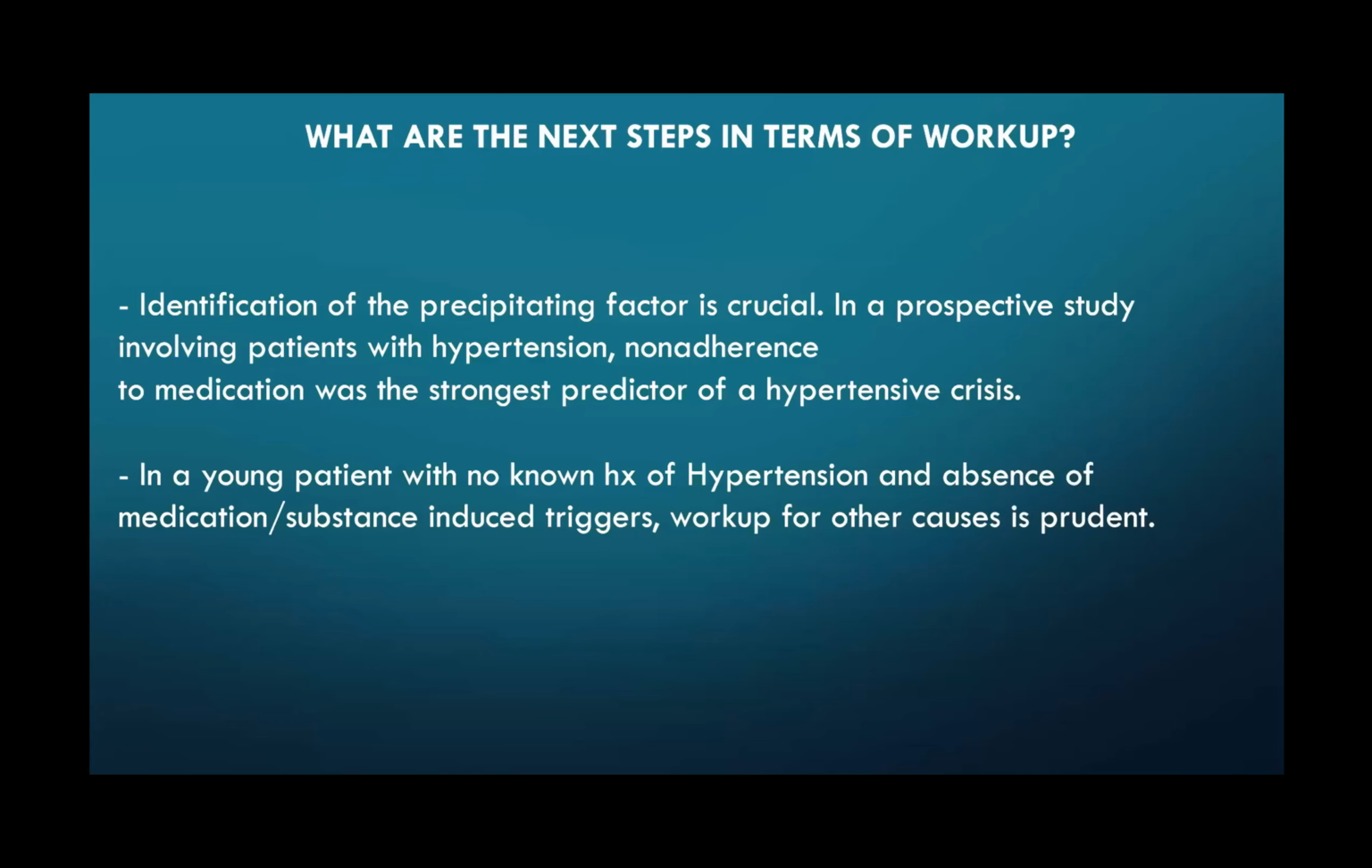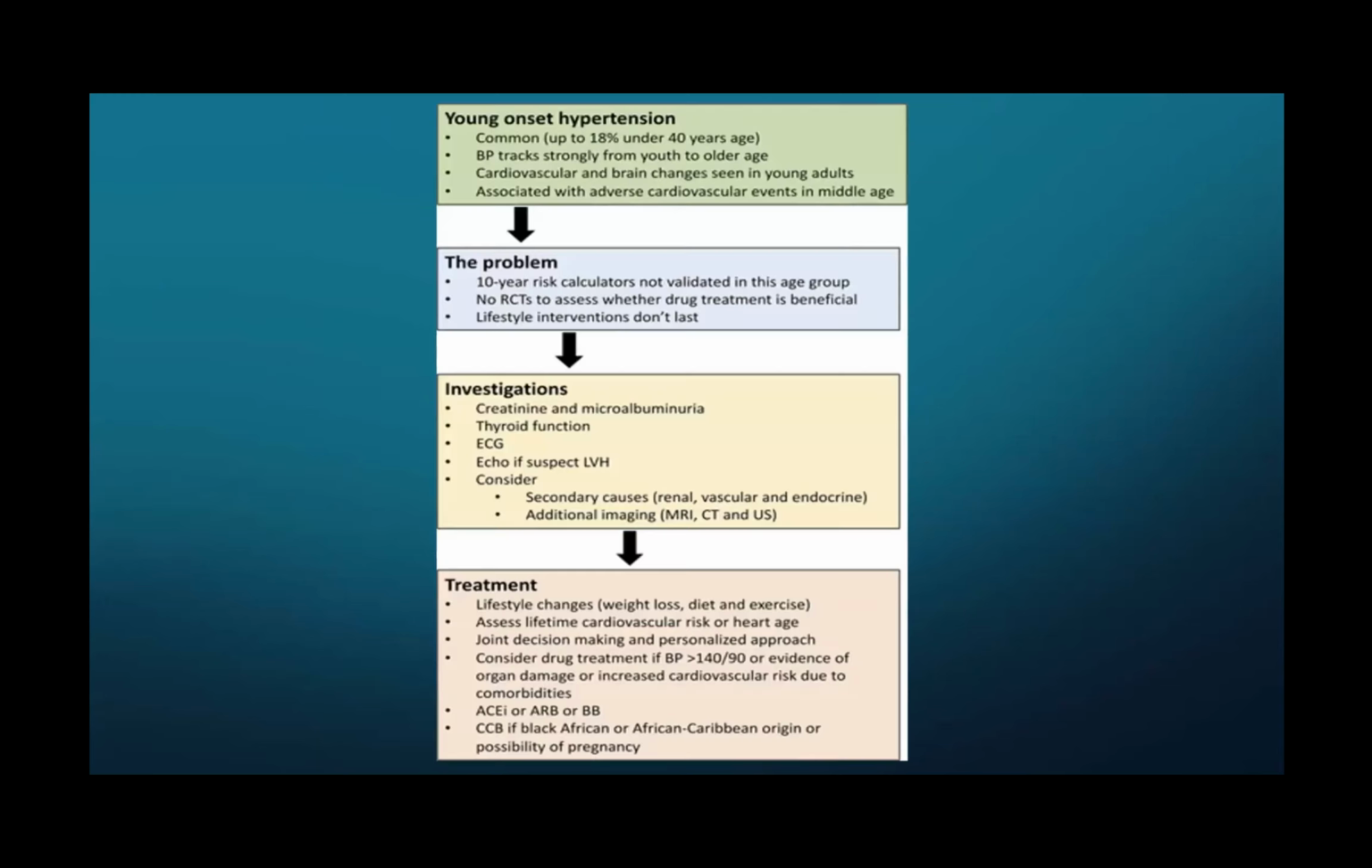So now, what are your next steps in terms of workup? Like all of you mentioned, this was a fairly young male with a family history of hypertension, but otherwise really no significant medical history. So you want to try and assess for any other causes or secondary causes and work up for them accordingly.